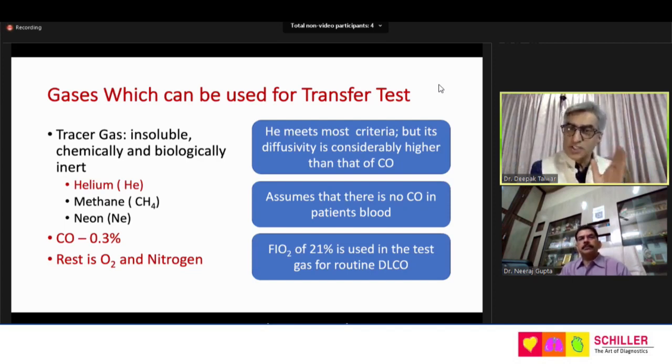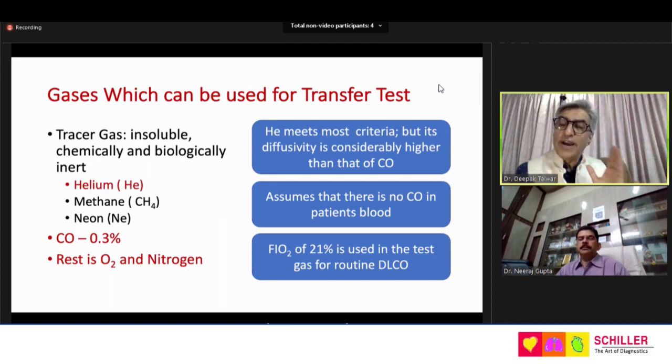So we know oxygen will be 20%. We know that carbon monoxide is going to be 0.3%. Tracer gas won't make much of a difference, which is going to be helium. Rest all is going to be nitrogen there. So we know this is a composition. It is a standard gas composition.